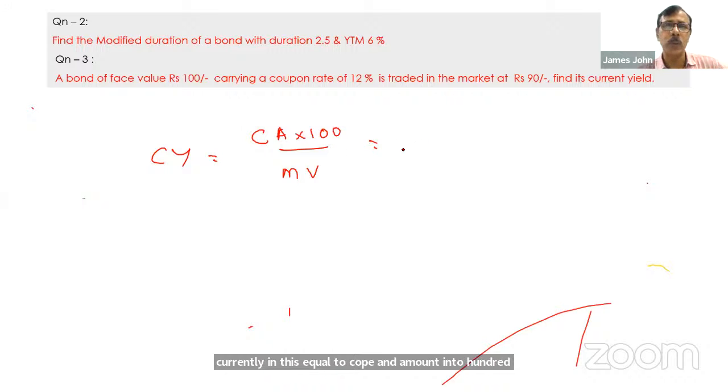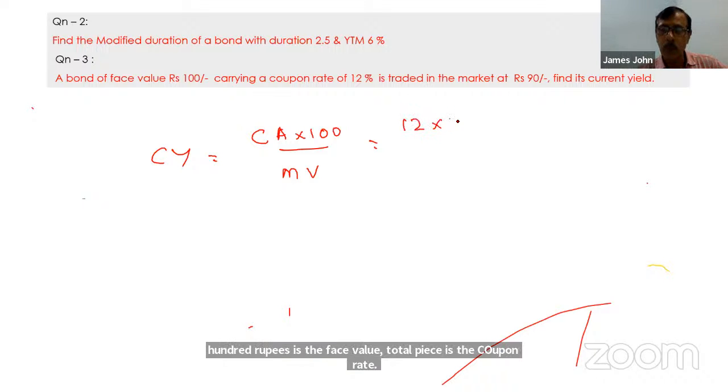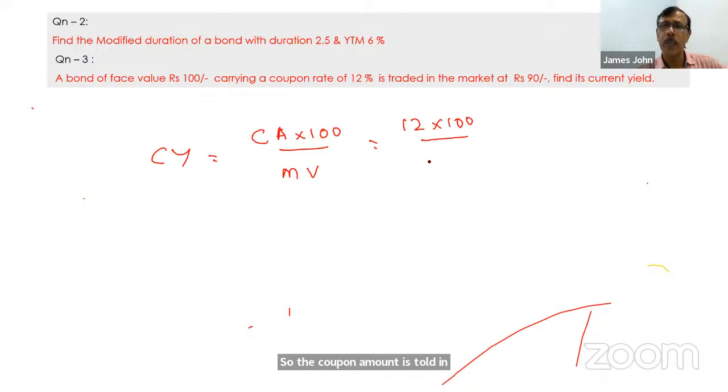Here, what is the coupon amount? 100 rupees is the face value, and 12 is the coupon rate. So the coupon amount is 12, into 100 by the market value, which is 90. You will get the answer as, what is the answer? 13.33.